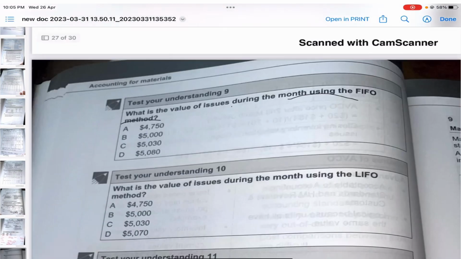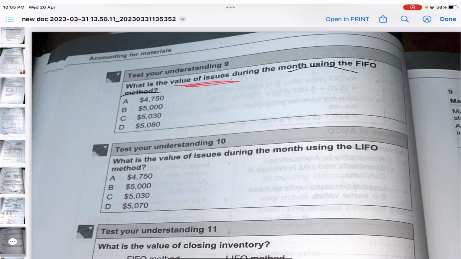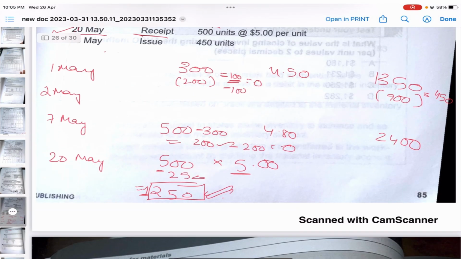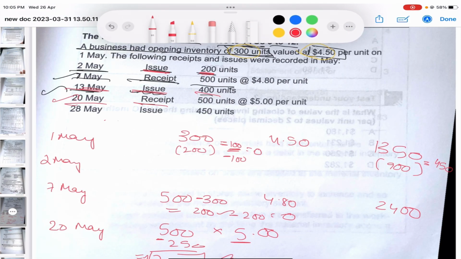What is my question over here? What is the value of issues? How much have I issued? Alright. So my issues are going to be 200, 400, 450.